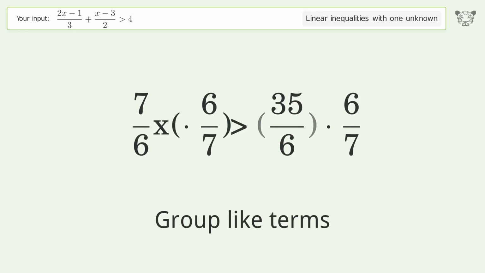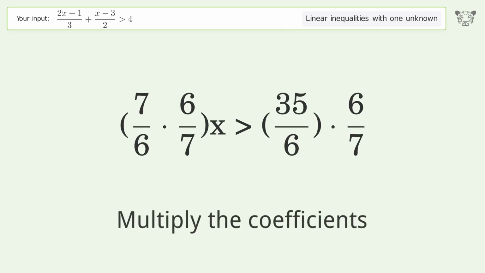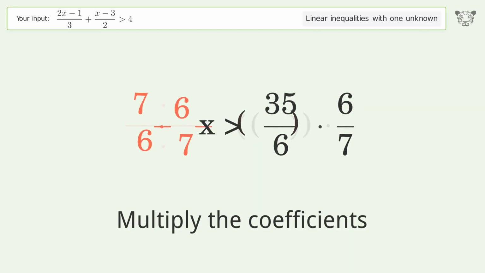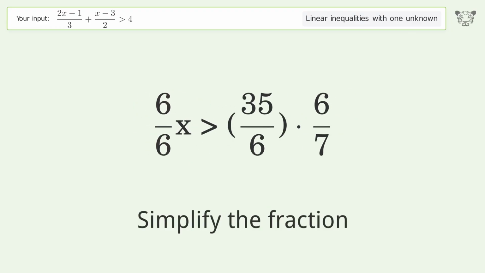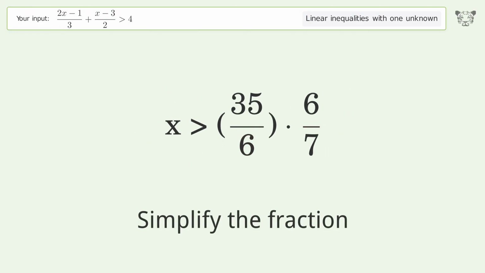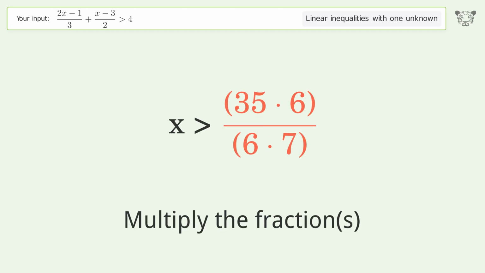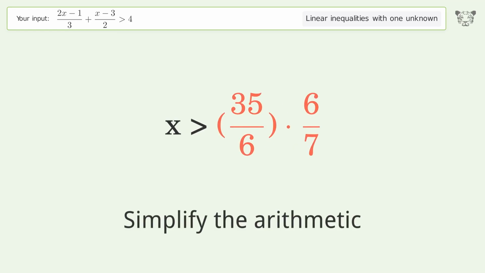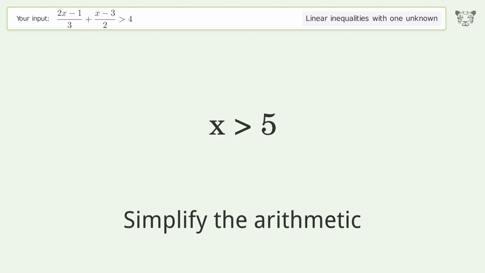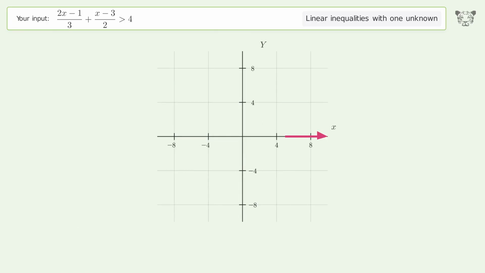Group like terms. Multiply the coefficients. Simplify the fraction. Multiply the fractions. Simplify the arithmetic. Plot the solution on a coordinate grid. And so the final result is x greater than 5.